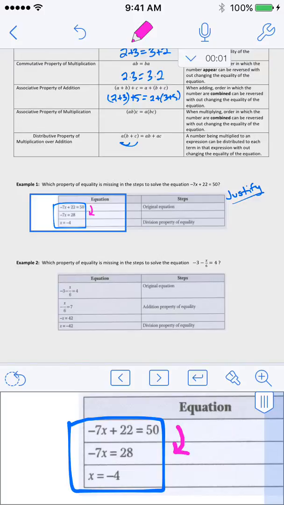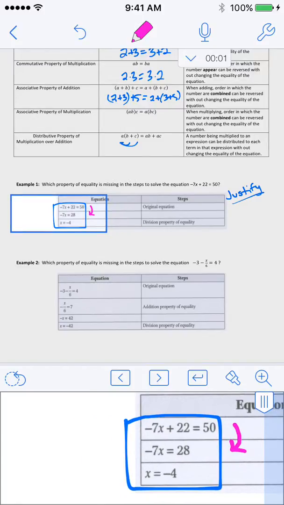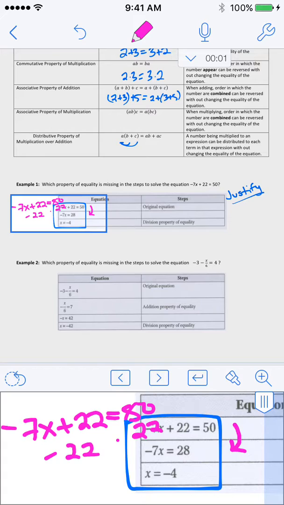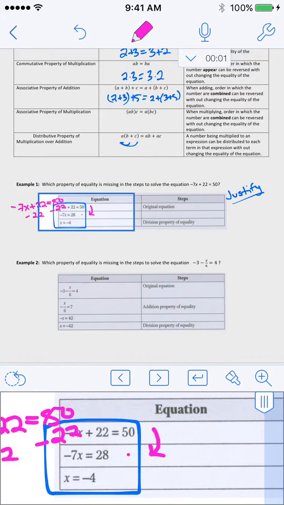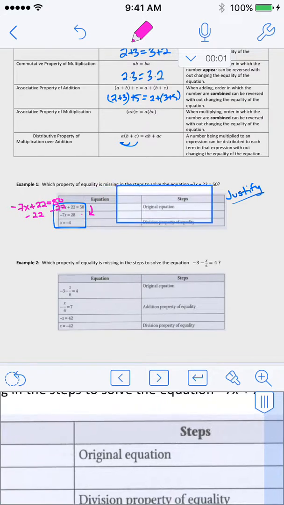Well, they didn't touch the first term, right? That negative 7x. That term didn't get touched. The second one, though, it looks like the second term went away. What did they do to it? Did they add it, subtract it, multiply it, divide it? It looks like they subtracted it, right? So they took negative 7x plus 22 equals 50 and subtracted 22 from both sides. And that's how they got to here. All right, so what did they do? They subtracted to both sides. So what is that called?